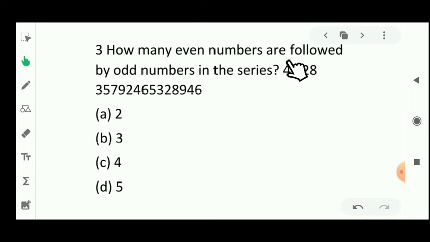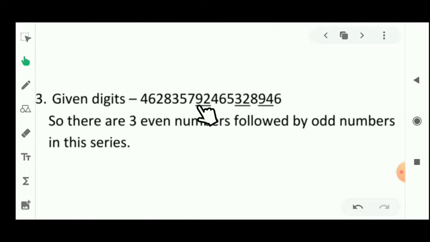How many even numbers are followed by odd numbers in the given series? This series is given in this question. That means firstly we have to count all the odd numbers. After the odd numbers, the even number is given in the question. Let's see the solution of this question.